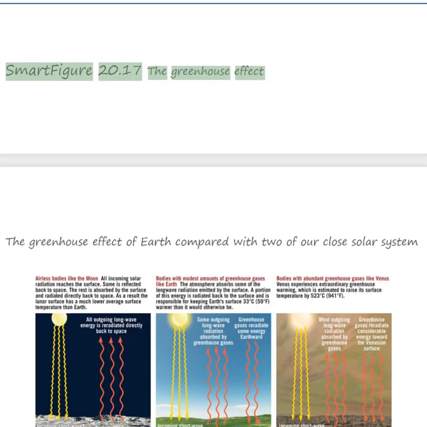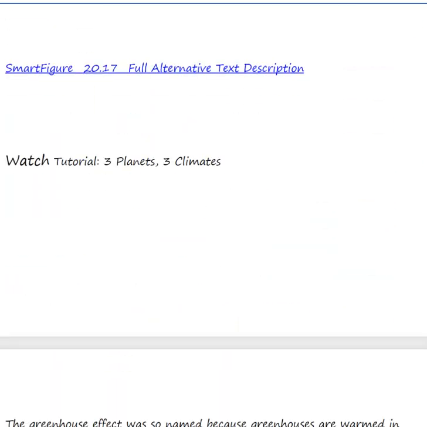Smart Figure 20.17: The greenhouse effect. The greenhouse effect of Earth compared with two of our close solar system neighbors. Full alternative text description. Watch tutorial: 3 planets, 3 climates.